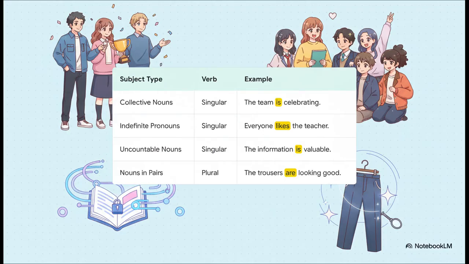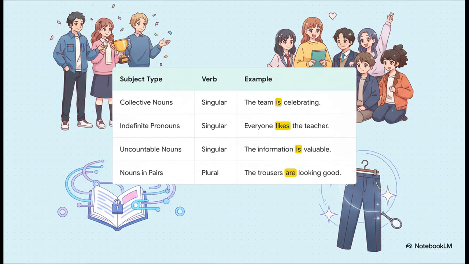All right, this table here is your go-to cheat sheet for some of these other tricky subjects. And there's actually a pattern if you look closely. Collective nouns like team, they're treated as one single unit. Indefinite pronouns like everyone, again, a single group. Uncountable nouns like information, you can't count it, so it's treated as a single mass. They all take a singular verb.